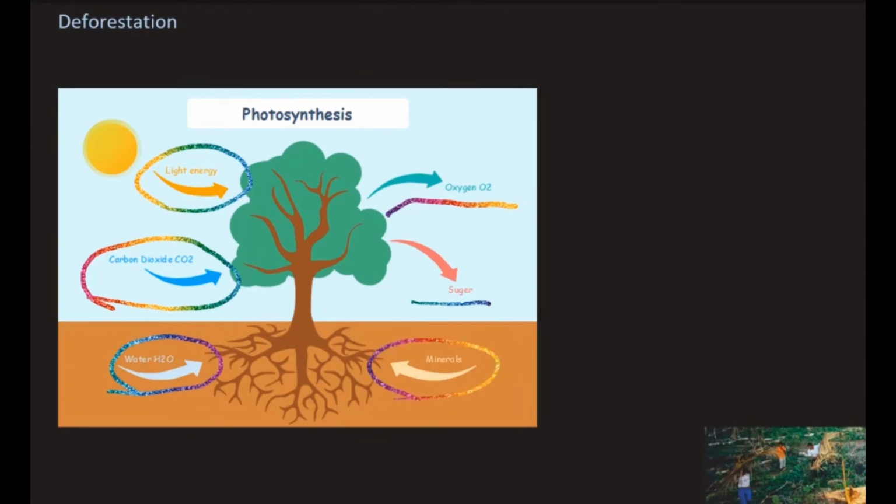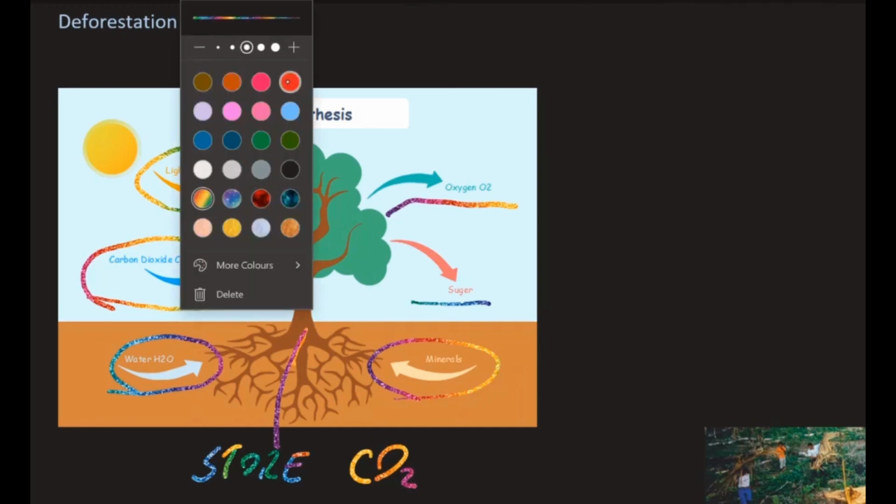So what they're doing is they're actually doing the reverse of what climate change is, that they're taking in carbon dioxide and giving out oxygen. What they also do, which this diagram doesn't show, is they also store CO2. So they store that CO2 inside the trees itself. So they become something called a carbon sink, like a carbon store.